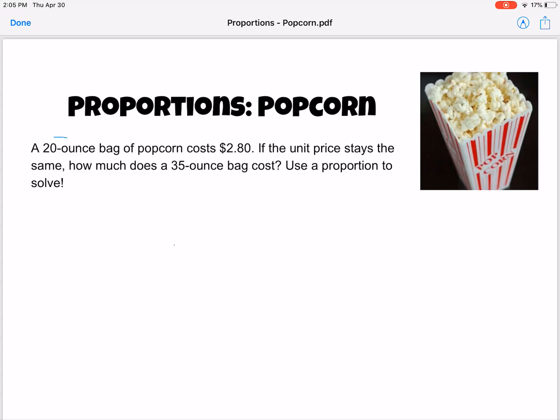So a 20-ounce bag of popcorn costs $2.80. If the unit price stays the same, how much does a 35-ounce bag cost? So our cost is unknown, or we can call it X. And it says use a proportion to solve. Well, we know that when we're using proportions, we are talking about cross-multiply butterfly.